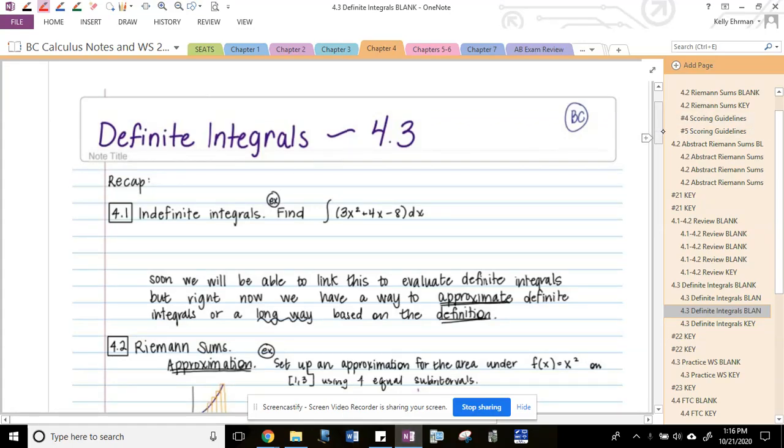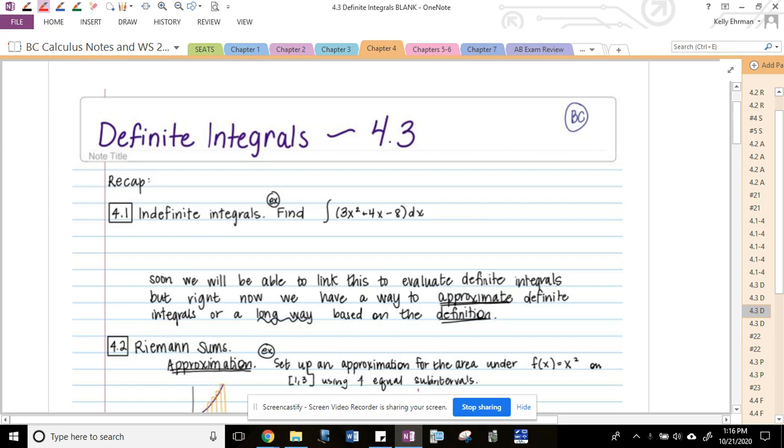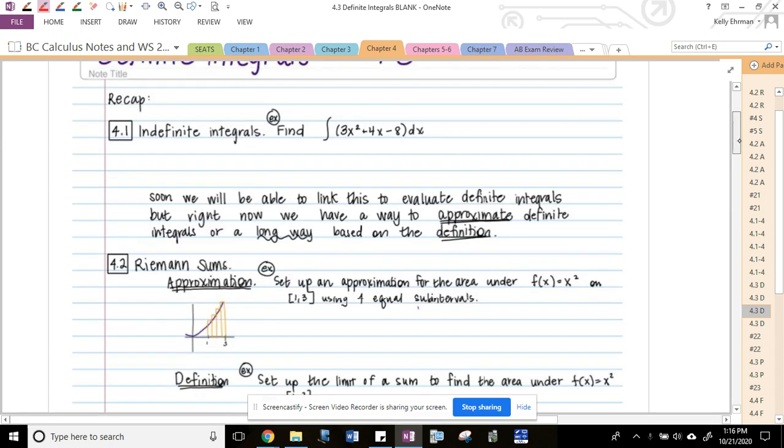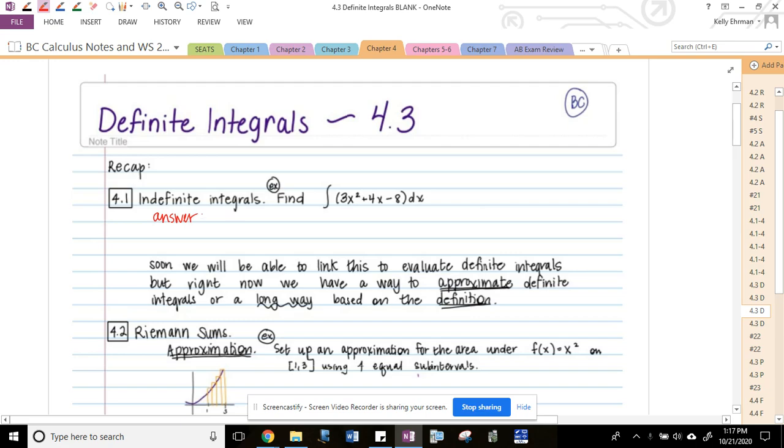So today we're going to talk about definite integrals, which means we're transitioning out of our limit definition of Riemann sums and into finding actual values using integration methods. So to recap from 4.1, we talked about indefinite integrals, where the answer is a function, so some sort of expression, plus c, this unknown constant.